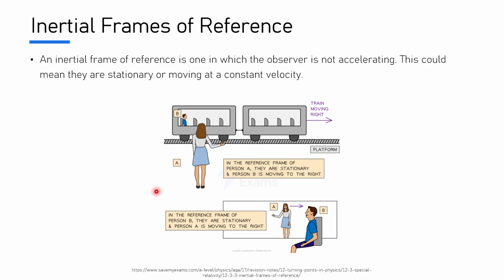In this scenario here, both frames of reference A and B can both be considered inertial, assuming that the train is moving at a constant velocity. For the person in reference frame A, they observe the train moving to the right. And for reference frame B, because they're in an inertial frame of reference, their measurements and observations reflect the idea that they are actually stationary and that person A in the other frame of reference is moving instead.